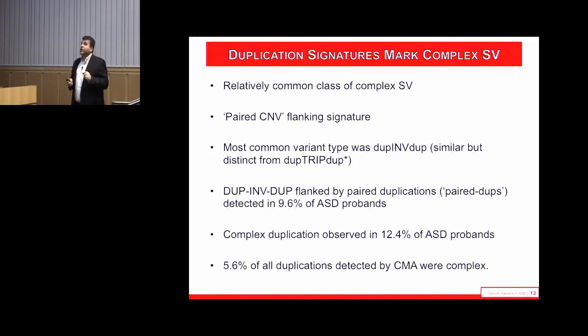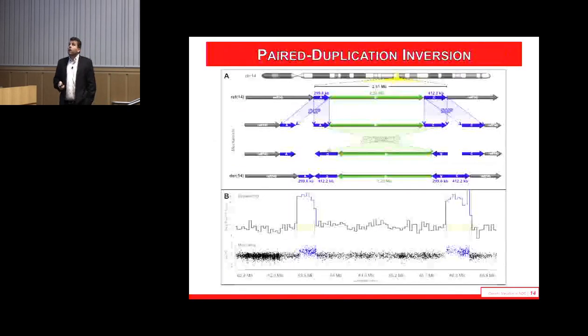And we found this signature in 9.6% of the autism probands we looked at. And then if we consider other complicated duplication signatures, we actually see them in 12.5% of the autism subjects. So a significant proportion of autism subjects actually have this signature complex variation. And as I said, about 5.6% of all duplications detected by chromosomal microarray turned out to be complex rearrangements. So this is the signature that we find that turns out to be quite common and had not been described before from population-based sequencing studies.